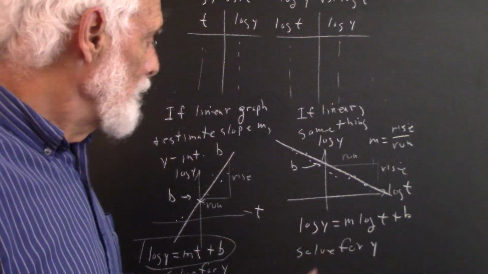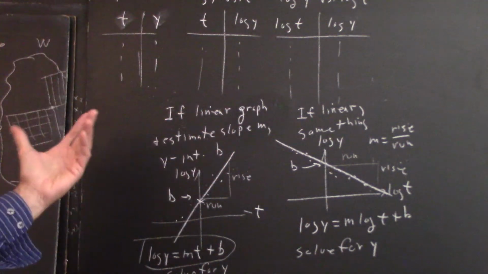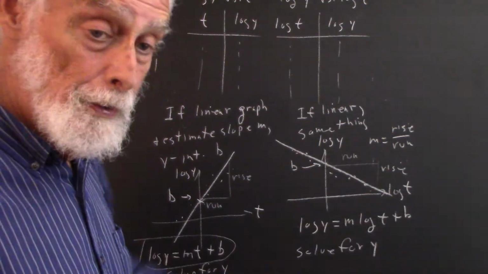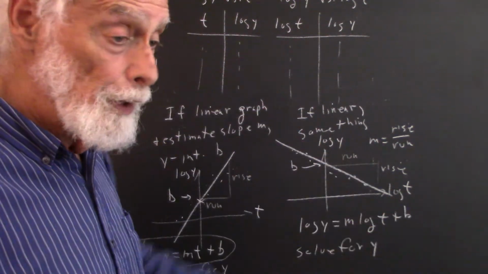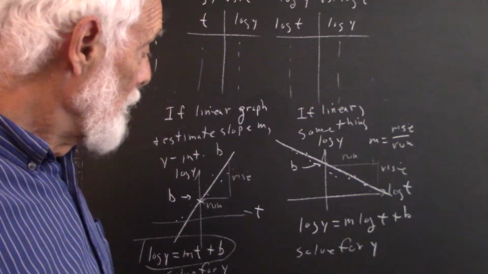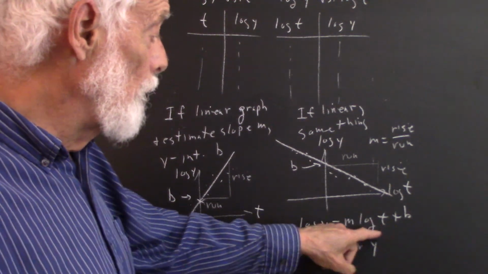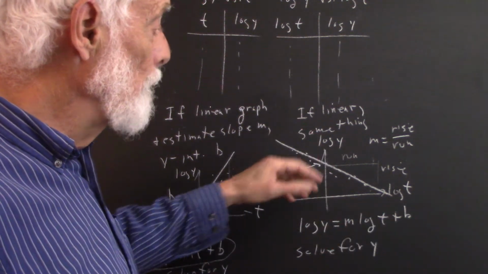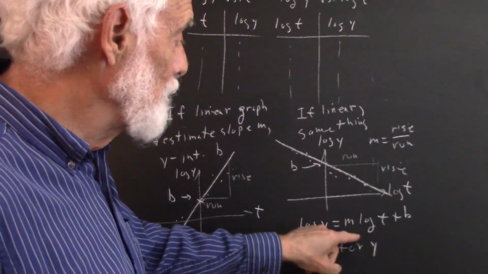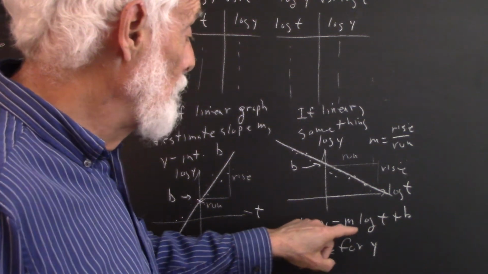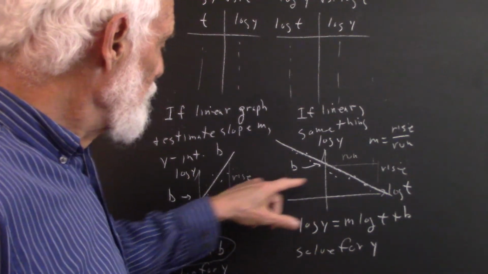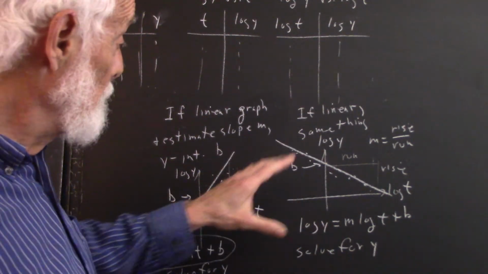Over here, this one might not turn out to be linear. If it isn't, well then maybe you try this one. If this one turns out to be linear, then you have a graph of log y versus log t, and the equation is log y equals m log t plus b. Again, it's like y equals mx plus b, but it's not y, it's log y, it's not x, it's log t. So it's log y equals m log t plus b. In either case, if one of these turns out to be linear, the other won't. They won't both be linear.